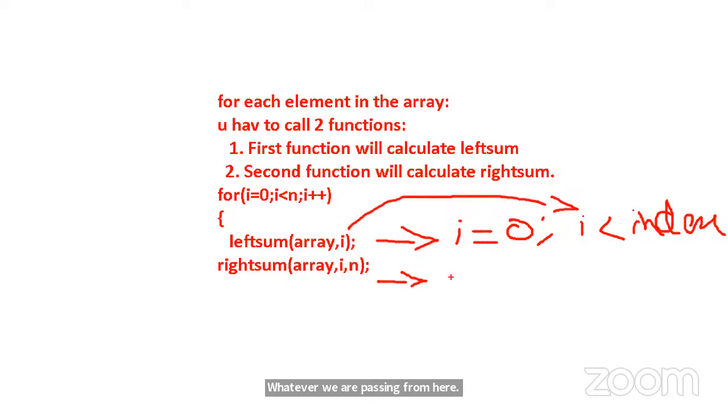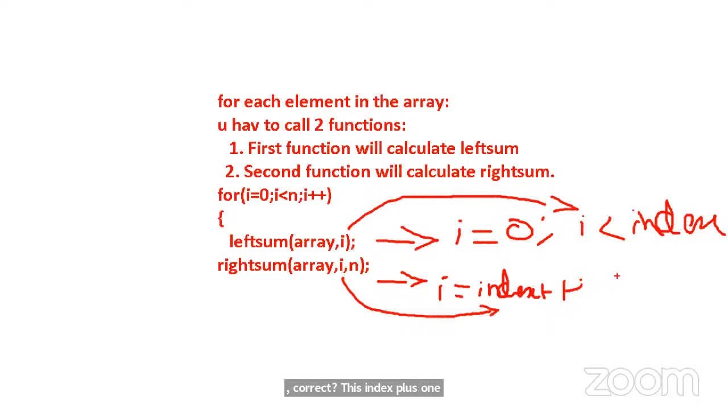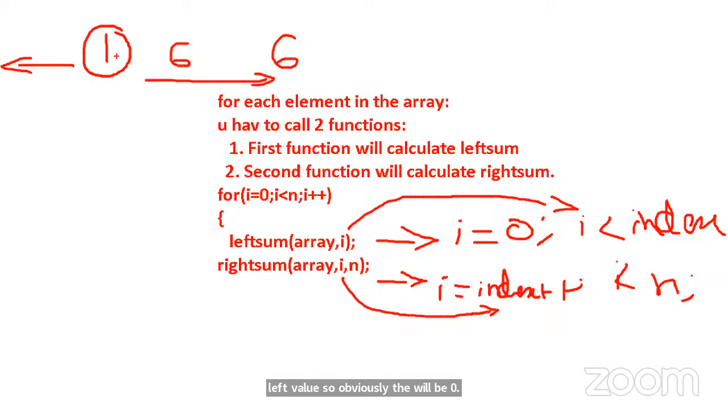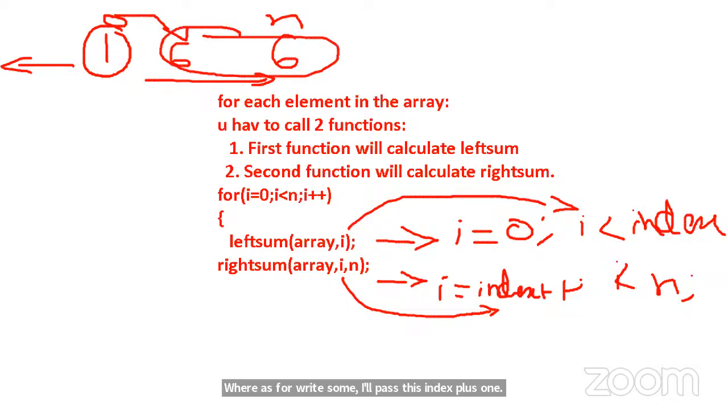Whereas right sum will do what? Right sum will start from I equal to whatever the index I'm passing, index plus 1, correct? This index plus 1, then I is less than n. Because for each element, suppose 1, 6, 6 are the elements, initially this will calculate left sum, meaning up to this point only it will do, right? Because there is no left value, so obviously the sum will be 0. Whereas for right sum, I'll pass this index plus 1 from here up to n. So I have to do this sum, correct?